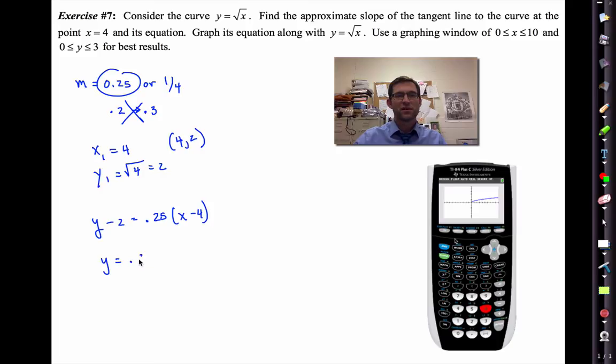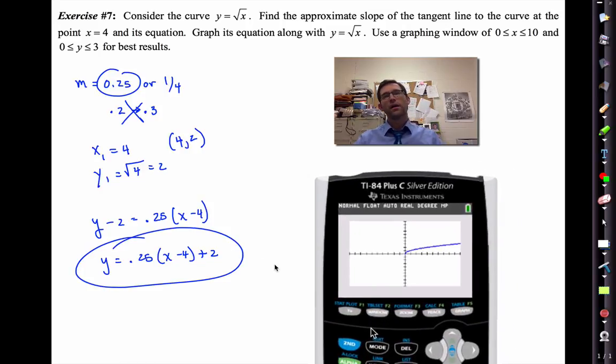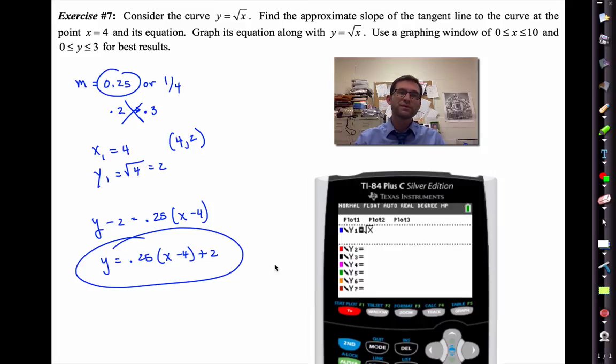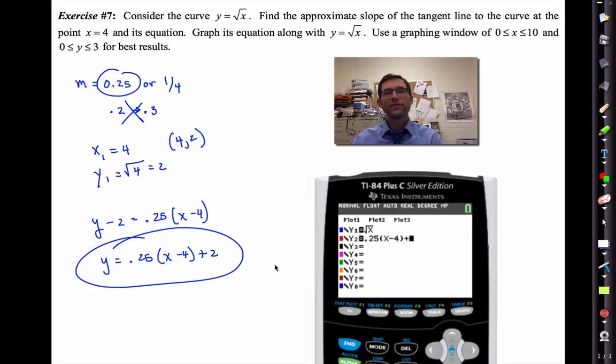So just swinging that 2 over. Here's the equation of our tangent line. Let's graph it. All right, so I'm going to go into y equals. I'm going to clear out my x squared, clear out my linear. So in y1, I'm going to put in the square root of x. In y2, I'm going to put in 0.25, (x minus 4), plus 2.